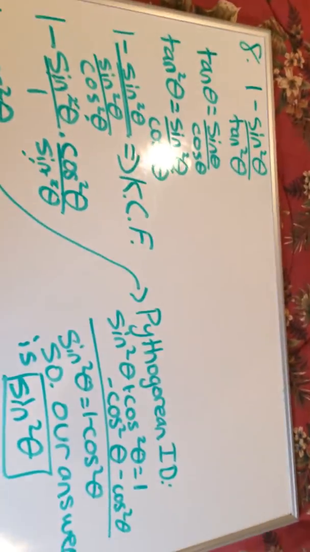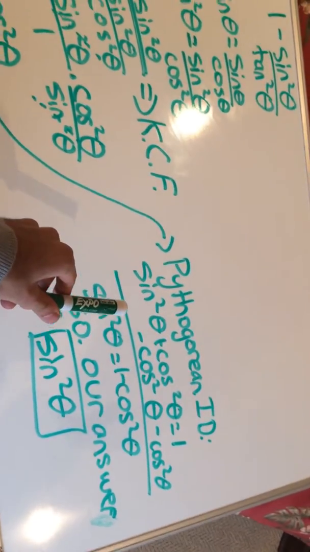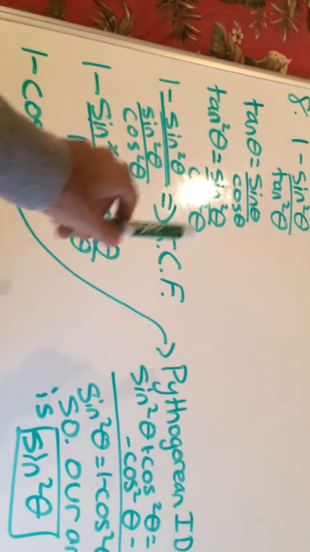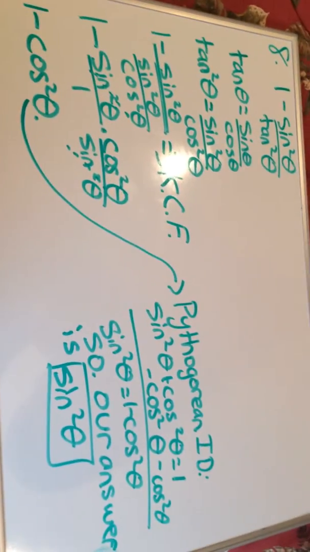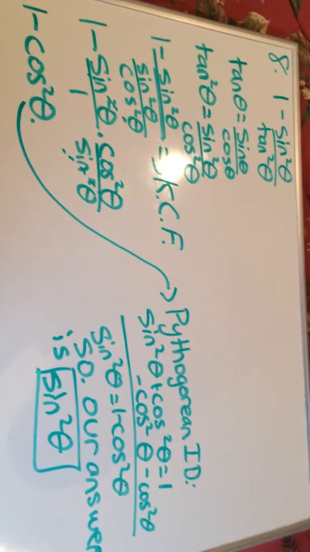Again, the ability to transform the identities and the ability to use the miscellaneous identities is crucial for this problem, as well as for several others we'll be doing later this week.